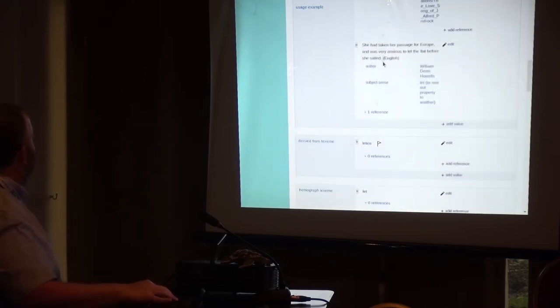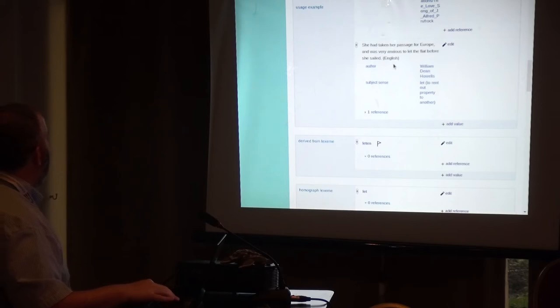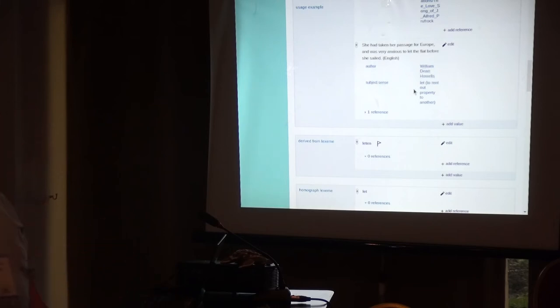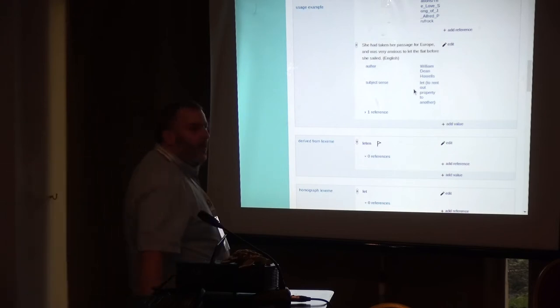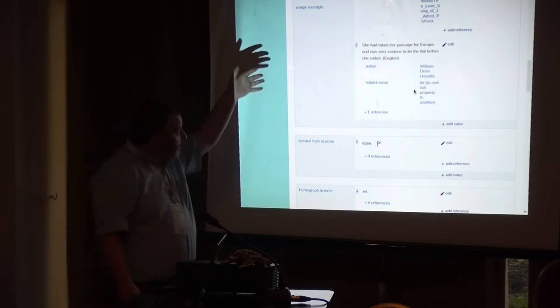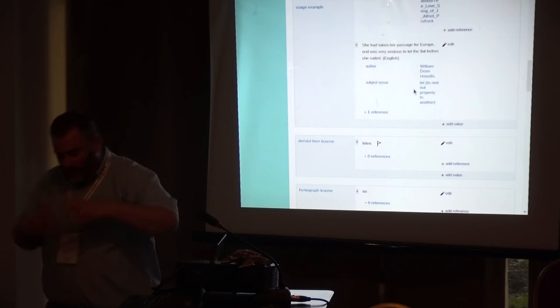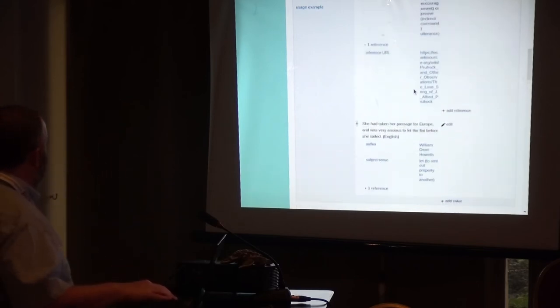And a last example, she had taken her passage for Europe and was very anxious to let the flat before she sailed, right? To rent out the apartment, to let the flat before she sailed. And this is from William Dean Howells, and this, of course, demonstrates the sense of to rent out property to another. So you see here how I'm doing this great service to anyone trying to understand the word let, by not just telling him or her there is more than one sense, but also demonstrating each of the senses with references and everything. Okay, so that was the usage example.